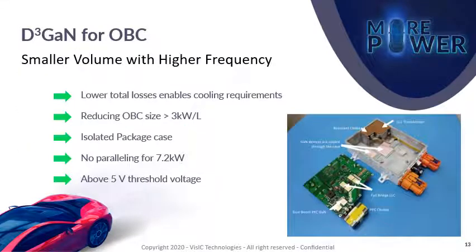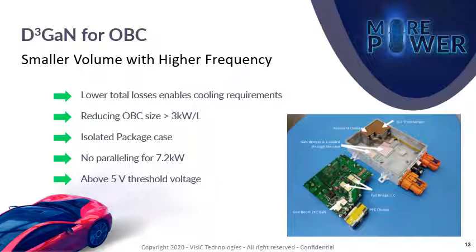In addition to inverter, D3GaN technology exhibits significant advantages for the onboard charger application as well. Lower losses, coupled with the isolated package, removes the requirement to parallel devices for 7.2 kW systems. Using this package, total thermal resistance from junction to liquid cooling can be reduced to well below 1 degree per watt. Low losses of the D3GaN can enable hard switching PFC topologies to operate at hundreds of kilohertz.